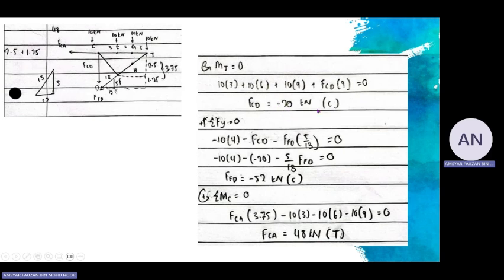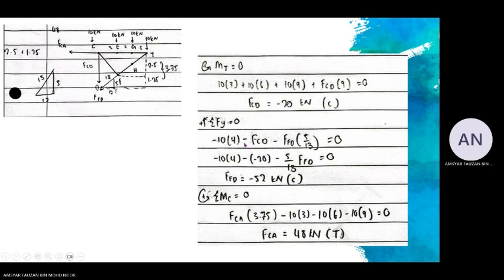So that means it's compression. And we move to another formula, the y direction. We assume that if the direction is going upward, it is positive. So the total of Fy direction is equal to 0. We see they have 10 kilonewtons going down, so it's opposite to what we assumed. So it is a negative value.